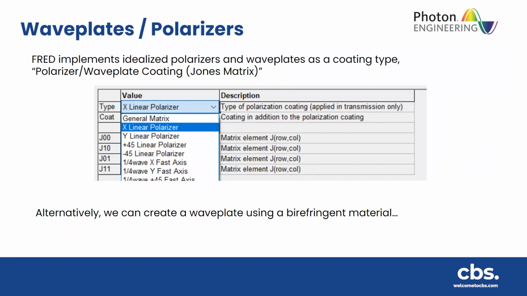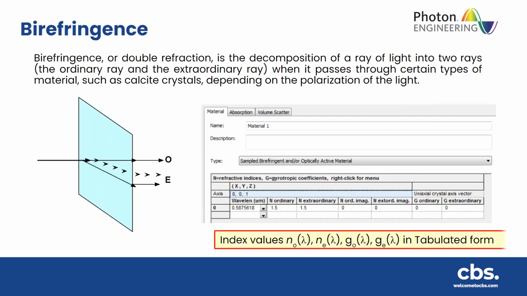Alternatively, we could create a waveplate, for example, using a birefringent material, which is something that FRED can also handle in the ray trace engine. So just to clarify what birefringence is, it is essentially the decomposition of the light into 2 rays, which we call the ordinary and extraordinary ray, when it passes through certain crystal-like materials, where the E field vector sees 2 different refractive indices depending on its orientation.